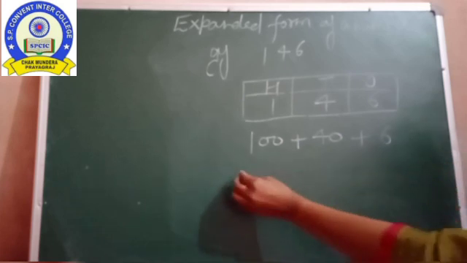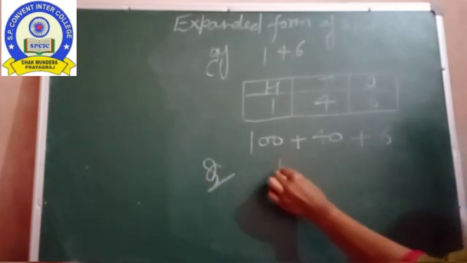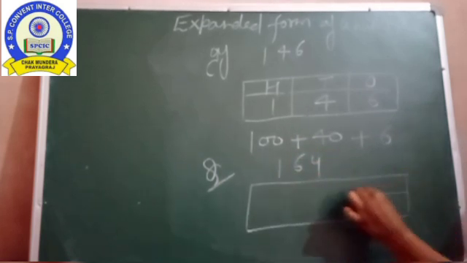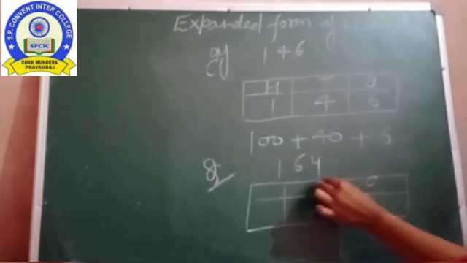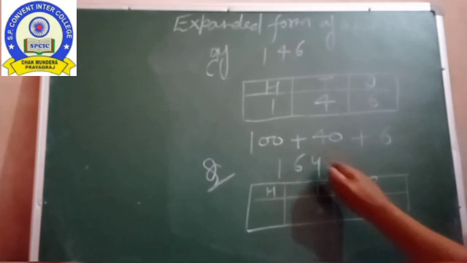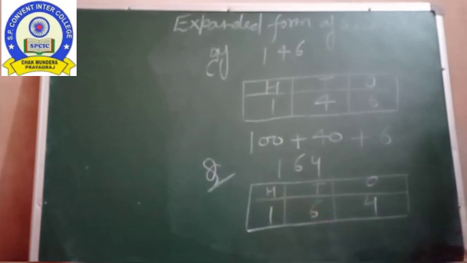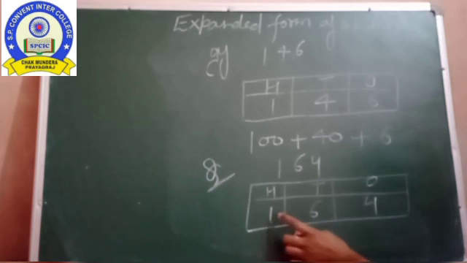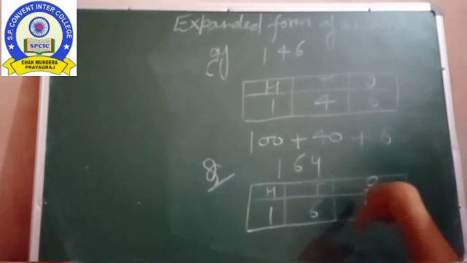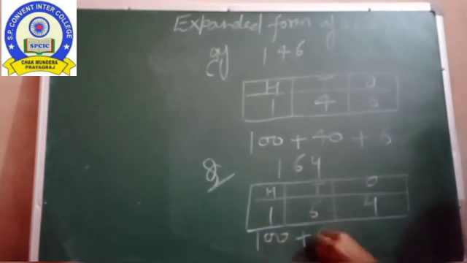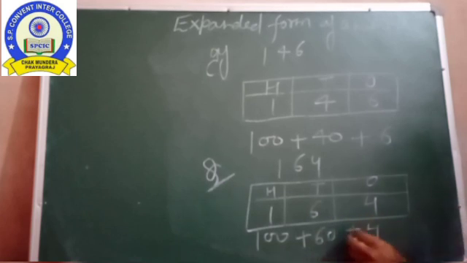Another example, 1, 6, 4. Draw the place value chart. Ones, tens, hundreds. How can we read? 164. It means 100, 6 tens, it means 60, 4 ones, it means 4. This is your expanded form. Clear?